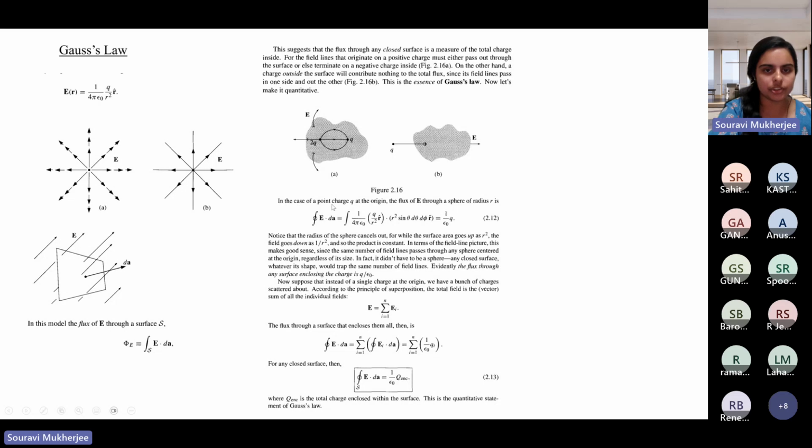So in the case of a point charge Q at the origin, the flux of E through a sphere of radius r surrounding the point charge would be given as something like this, right? You consider a sphere and you take some surface element, okay? So dA can be written as r square sine theta d theta d phi, where r is your radius, okay? And then this is your field value that you already know, right?